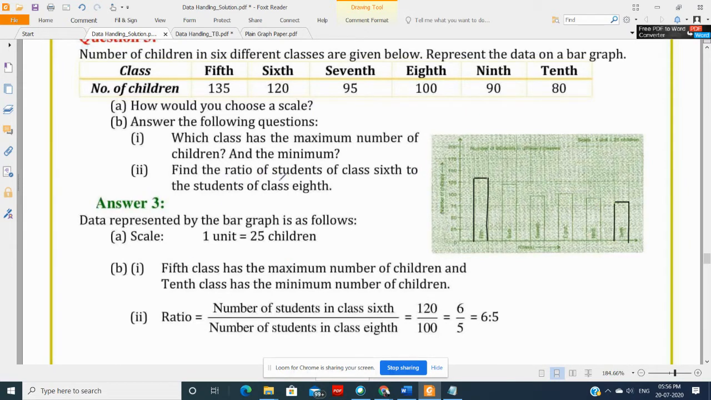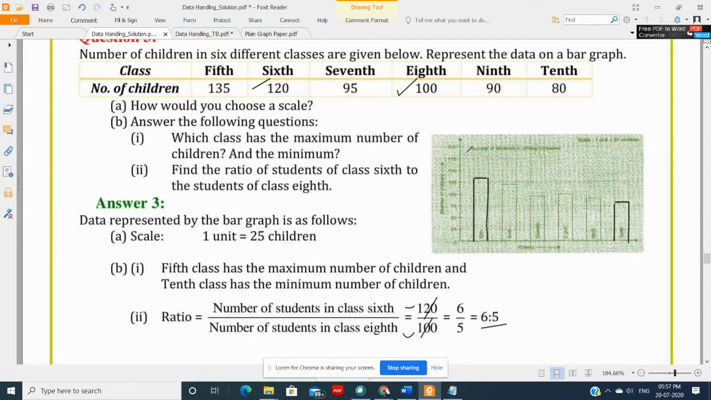Next question is, find the ratio of class 6 to 7, class 6 to 8. So class 6th is 120. So we'll just write 120. And class 8th is 100. So we will just write 100 here. Okay. And if you solve this, 25s are and 26s are. So the ratio is 6:5. All right. So this is how you can give the answer.